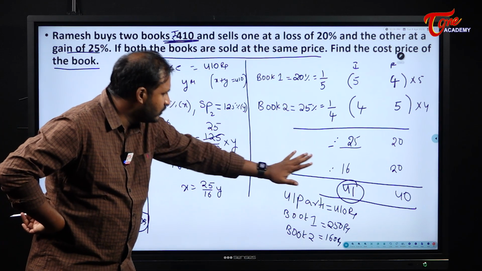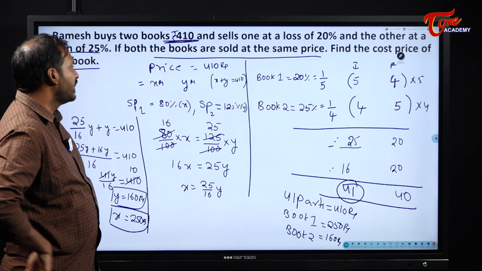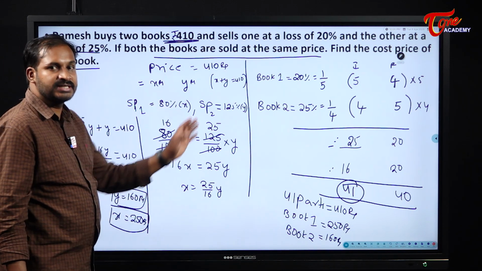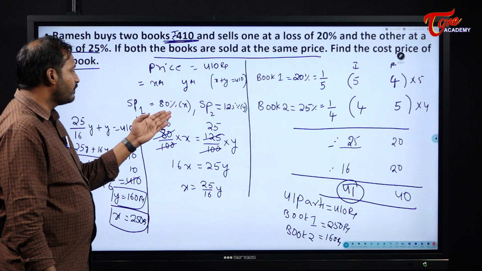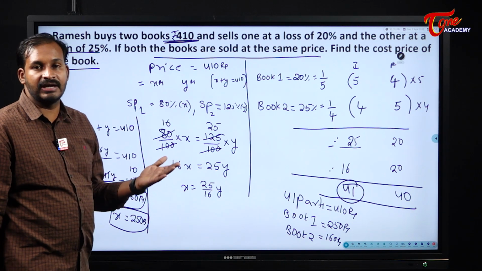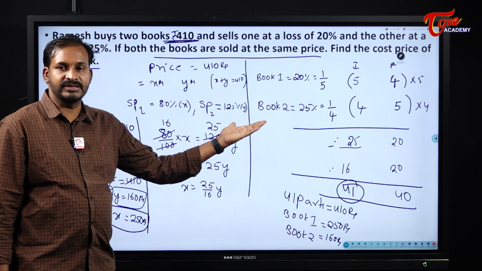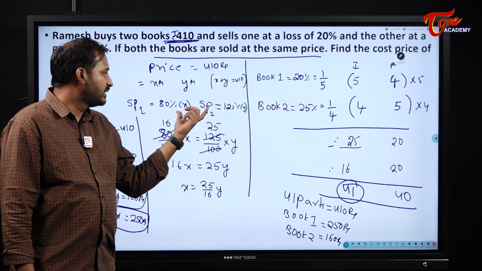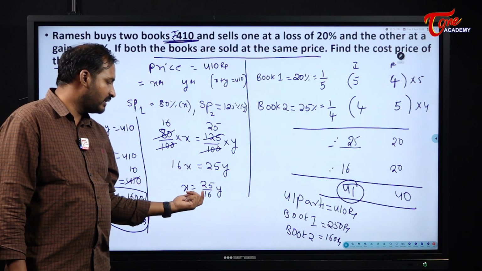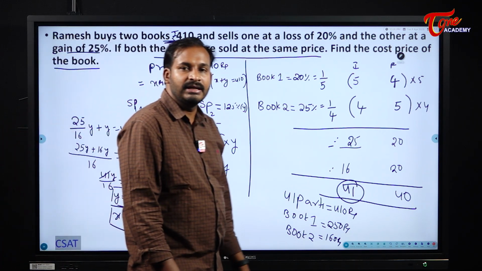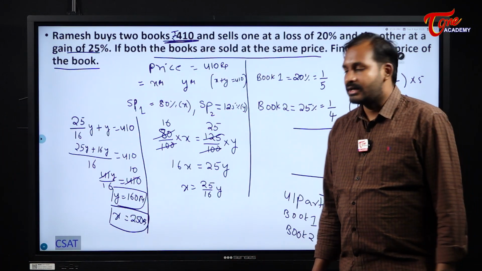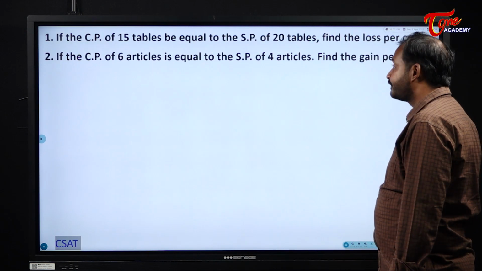Like this you can do it, or else by general assumption. X rupees and y rupees will be the prices. So x plus y is 410. Now one book is sold at a 20% loss, so directly write down 80% of x. And the other one at a 25% profit, so 125% of y. These two selling prices are equal. I equated those two things and then did the remaining steps. Okay? Right. We will see the next one.